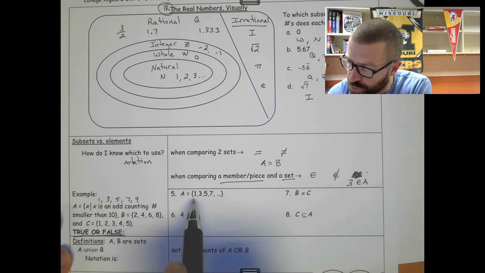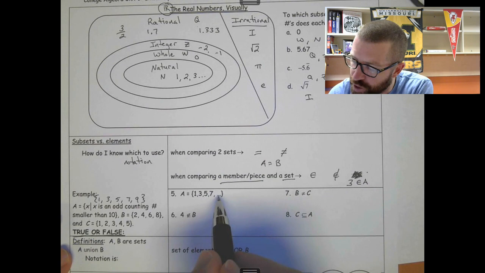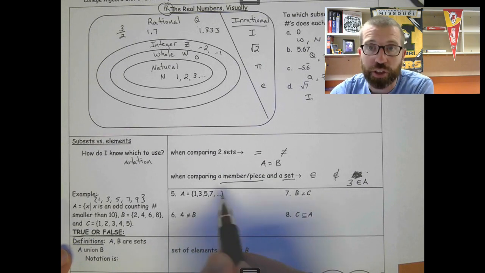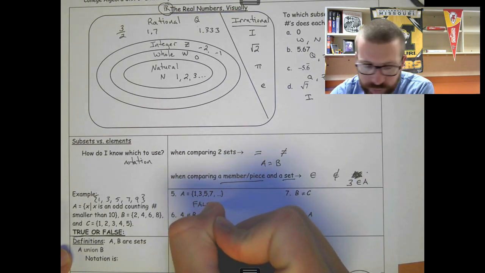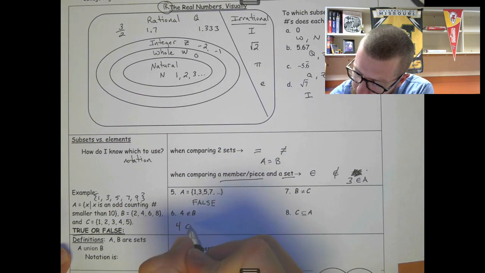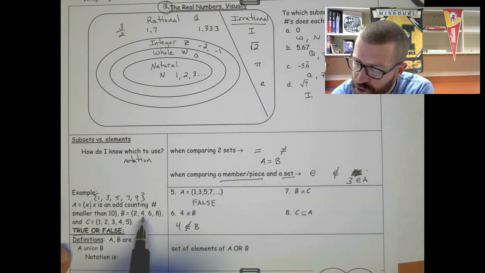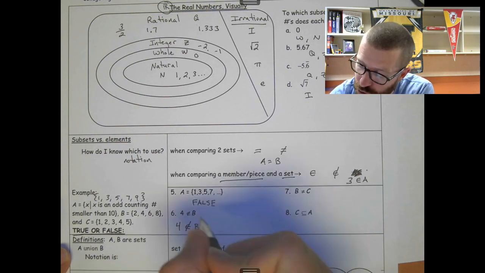And then, okay, so now we're ready. So A is 1, 3, 5, 7, 9. I should use my brackets there. And then these 3 dots mean they go on forever. Does it continue on? This is false because it's got to be smaller than 10, so it will not continue on. This says 4 is not an element of B. So find B, and sure enough, there's 4. So 4 is an element of B. This is also false.